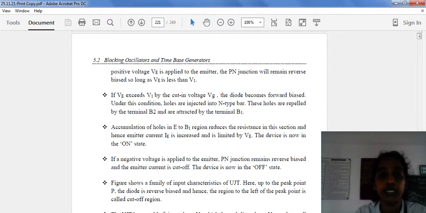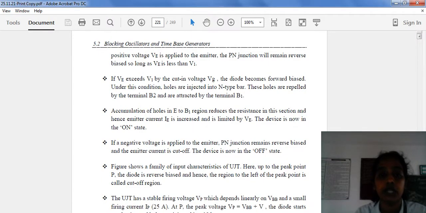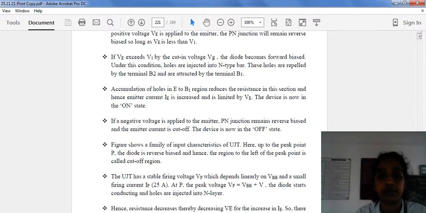If the emitter voltage exceeds the base 1 voltage by the cut-in voltage of 0.7 V, the diode becomes forward biased. Under this condition, holes are injected into the N-type region. These holes are repelled by terminal B2 and attracted by terminal B1. The accumulation of holes in the emitter junction to the base 1 region reduces the resistance, and hence the emitter current is increased, thereby limiting the value of the voltage. So now the device is in the on state. The UJT is fired.